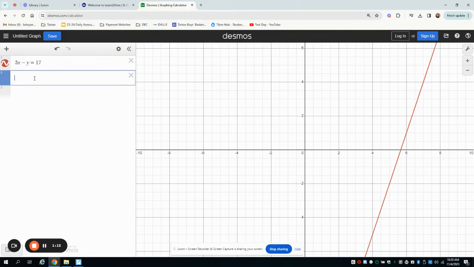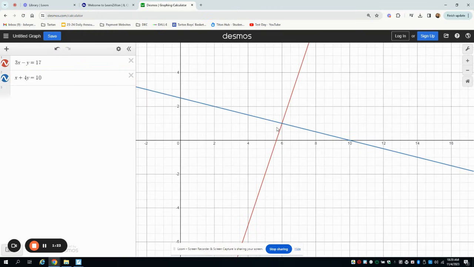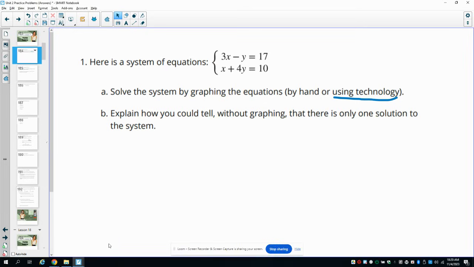So we're going to graph the first one, and then we can type in the second one, x plus 4y equals 10. And then we can see the solution here. You can also grab the screen, just click down and move it if you would like. And then you can actually just click on the intersection point, which is the solution. So then we can see that the solution is the point (6, 1). So then you could write down that solution in your workbook as the point (6, 1).